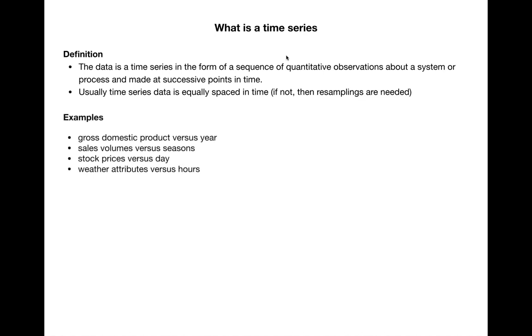For example, for time series, you've already worked with some of those, including GDP versus year, sales volume versus seasons, stock price versus day, and weather versus hours. So any variation with time on the x-axis, the horizontal axis, whatever you call it, that's a time series.